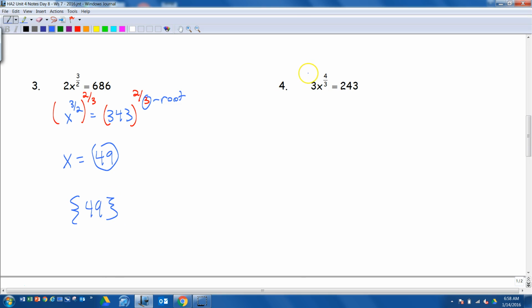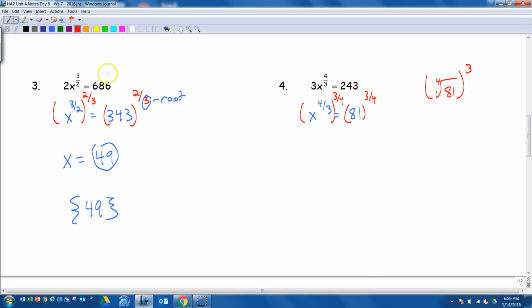Here you have to be careful. First we're going to divide. So 243 divided by 3 is 81. Then we're going to raise it to the 3/4 power. Again, what that means, I'm going to just show you over here. That means that we're doing this. That's raising it to the 3/4 power. We're taking the fourth root and cubing it.